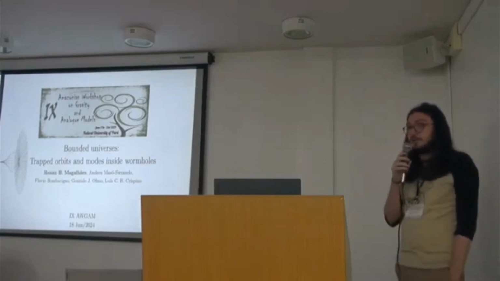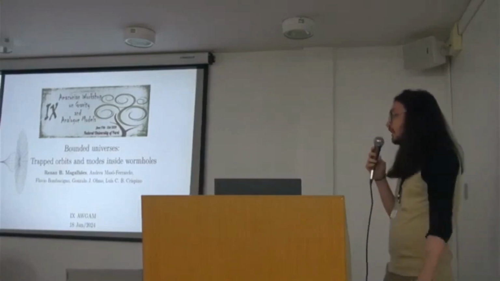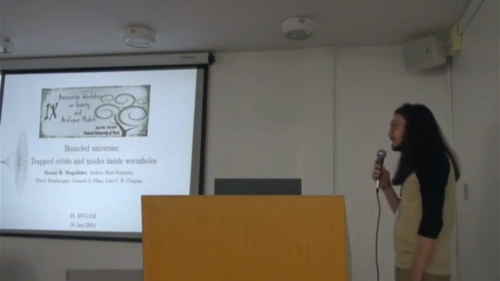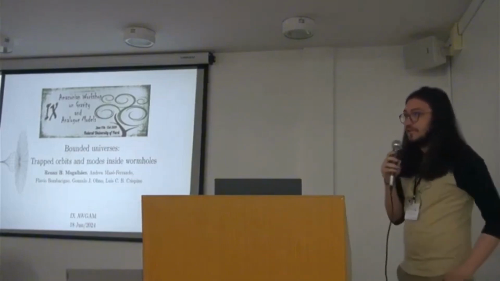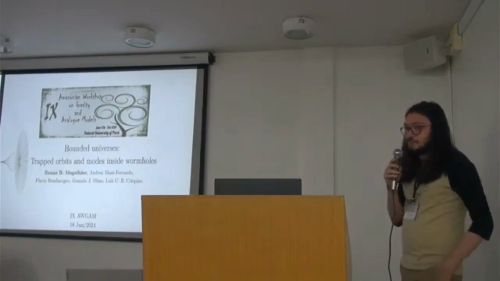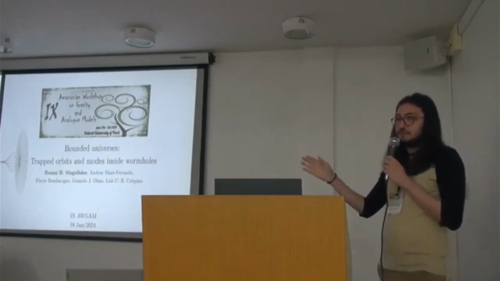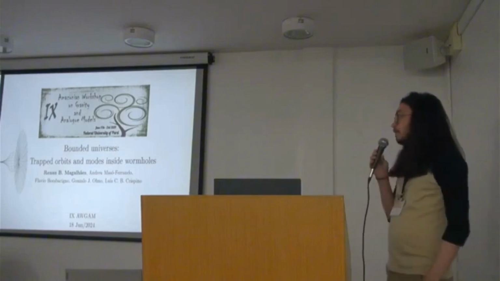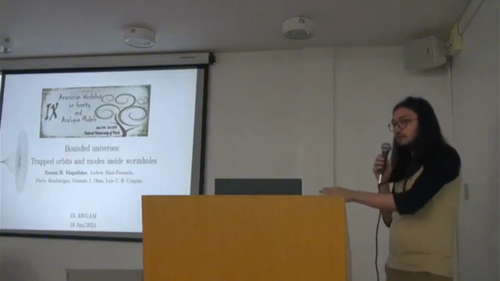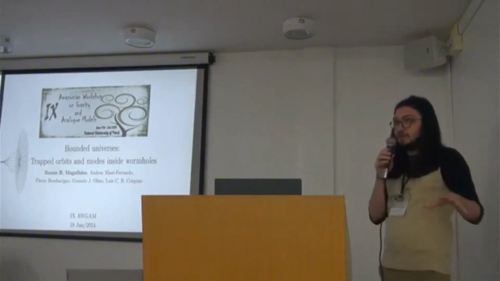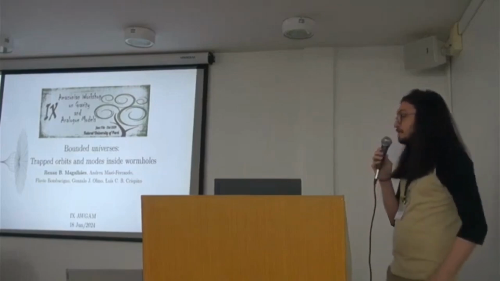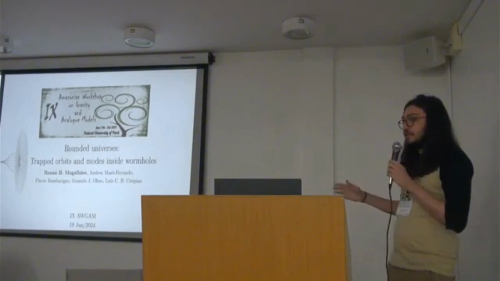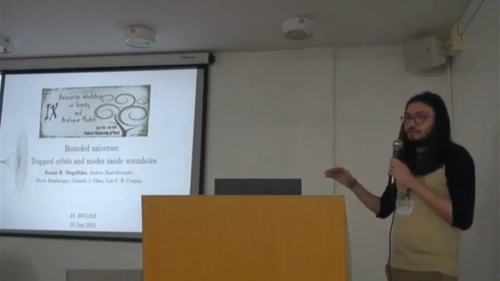The idea of this work is to introduce this new kind of compact object that we call a bounded universe. It's similar to a wormhole because it has a throat, so it connects two different universes by this bridge. But different from usual wormholes, the outer universe is asymptotically flat, but the internal region is asymptotically bounded. So the area radius of it goes to a finite value.